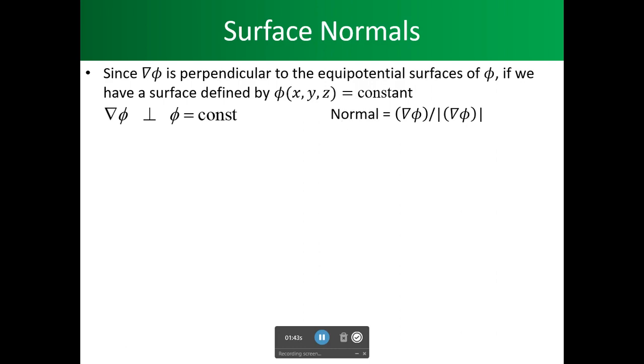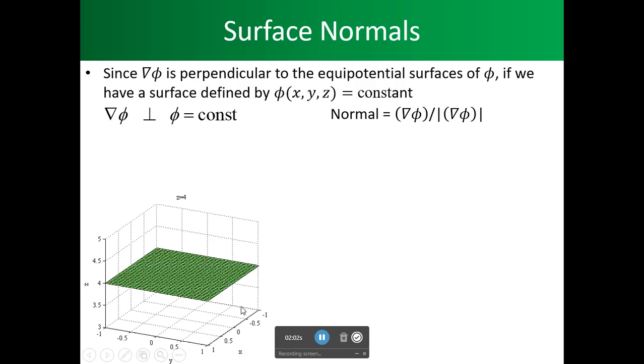Okay. Now, how do we find the normal? We said we're trying to find the surface normal. So how do we find the normal? We find out what the gradient is, and then we divide it by the magnitude of the gradient. That's simple. The magnitude of the gradient. That's all we have to do.